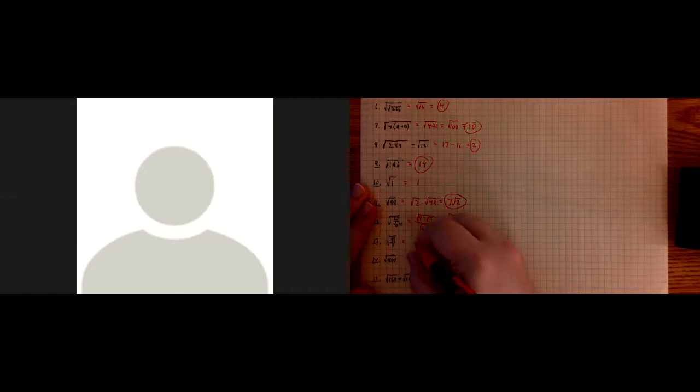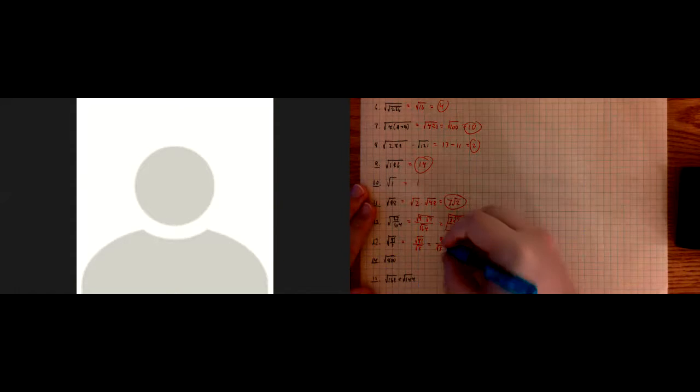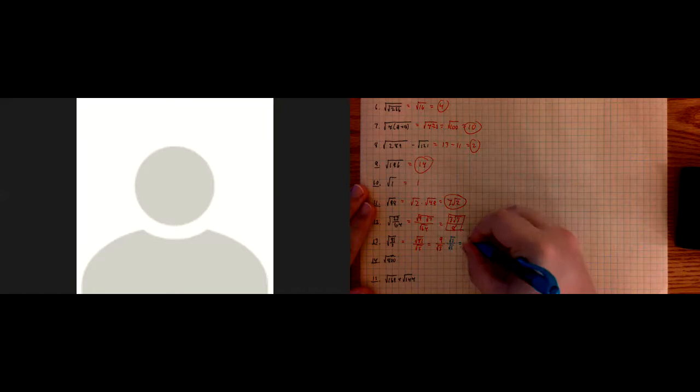Square root of 81 on top, divided by the square root of 5 on bottom. Square root of 81 is, of course, 9, but square root of 5 is just the square root of 5. I'm not allowed to have a radical in the denominator, so I multiply by the radical in the denominator in order to get rid of it. On top, we end up with 9 square root of 5. On bottom, we end up with just 5 by itself.